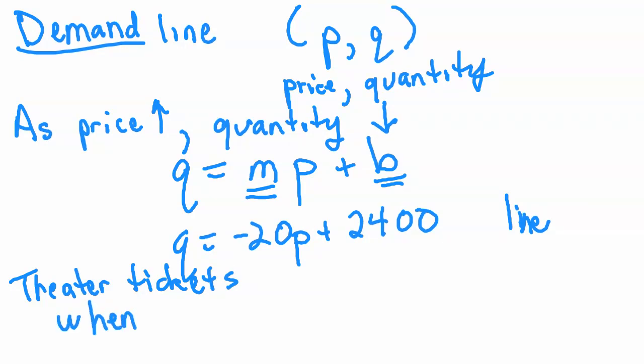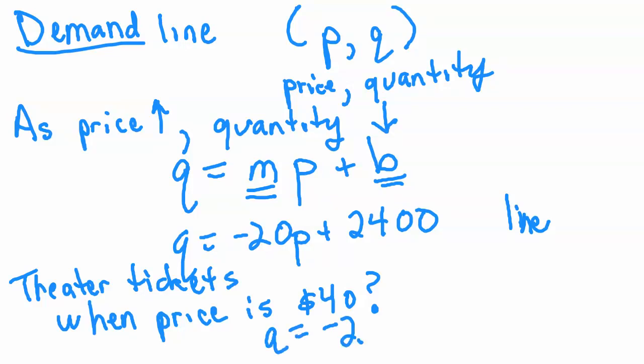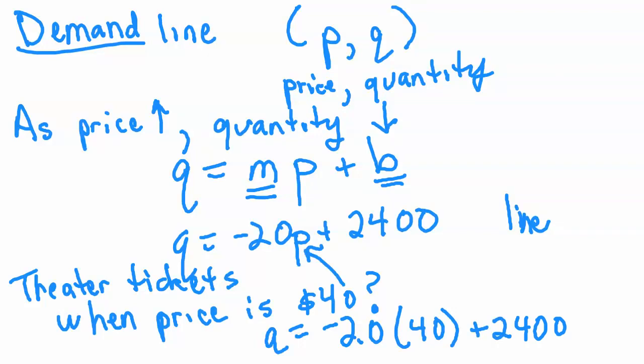what happens when the price is $40. So all you're going to have to do here is find the quantity when the price is $40. So Q equals minus 20 times 40 plus 2,400. Price is 40, so you're just going to plug it in for this P. So put 40 in for the P, and you get minus 20 times 40 plus 2,400. So that's 1,600.